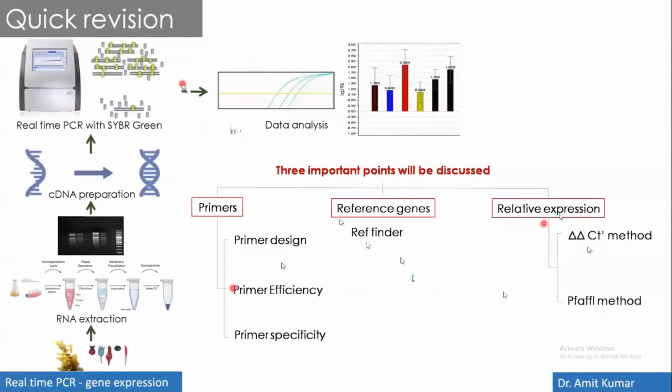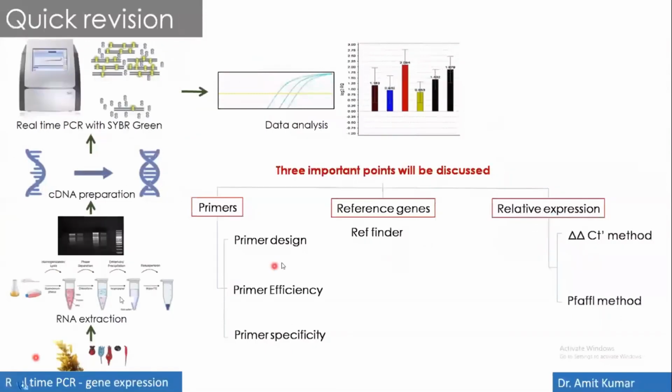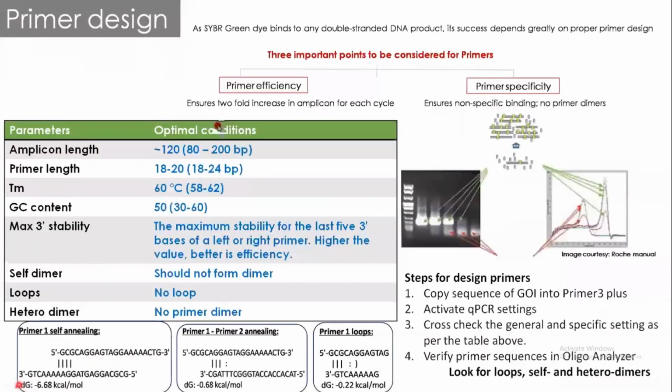Since SYBR Green dye binds to any double-stranded DNA product, its success greatly depends on the quality of the primer which we are designing. Two important points which need to be considered are primer efficiency and then primer specificity. So efficiency means that for each cycle, there should be a twofold increase.